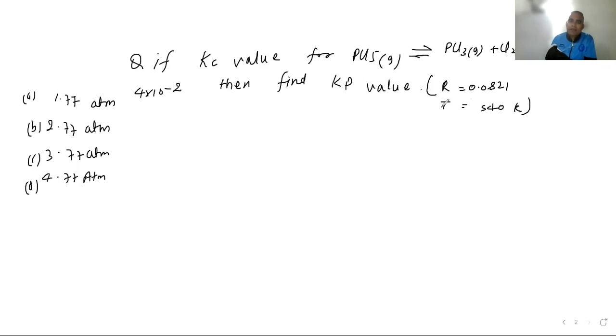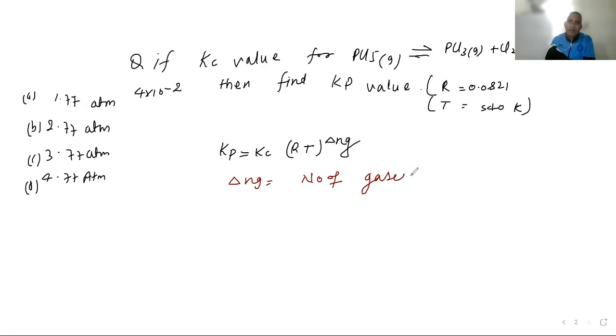So they are asking for the answer. I know the formula: Kp is equal to Kc RT power delta Ng. First of all, we are going to calculate delta Ng. I told you how to calculate delta Ng: it is equal to the number of gaseous products minus the number of gaseous reactants.